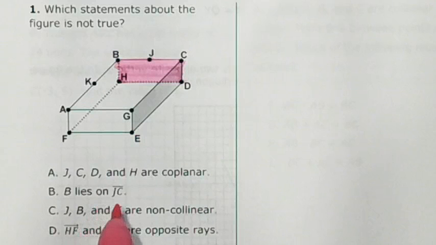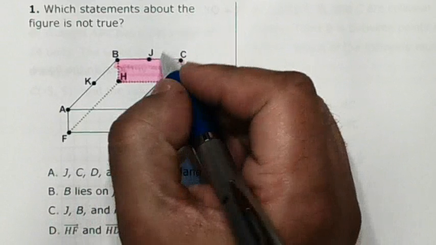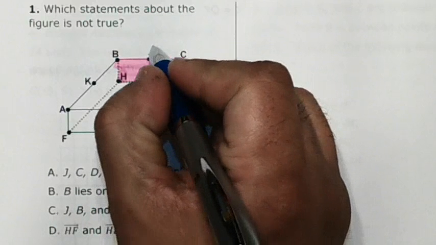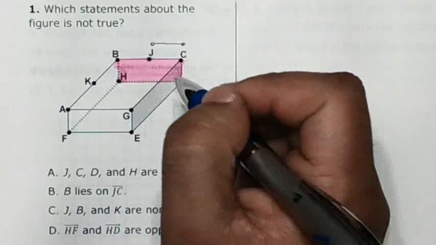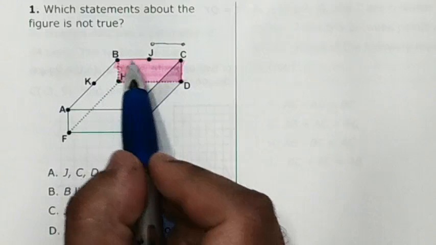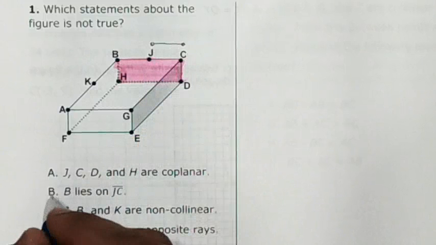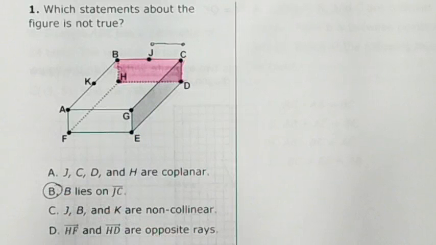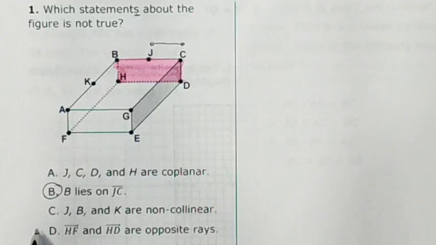B lies on segment JC. Now, because it's a segment, that means it has a starting point and a stopping point. So it starts at J and it goes to C. So that means B is not on this segment over here. Right, so that is not true. But it does say statements here, so there could be more than one answer.